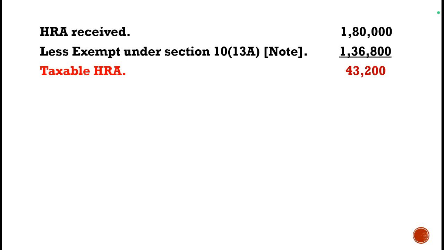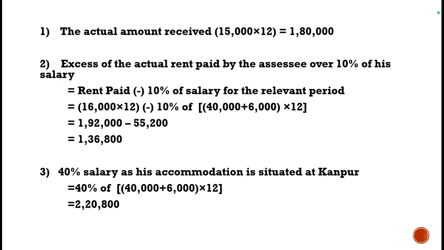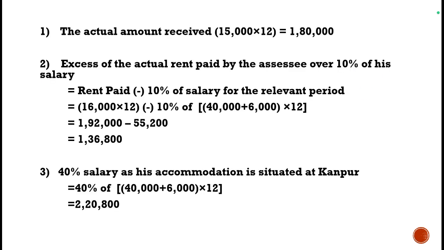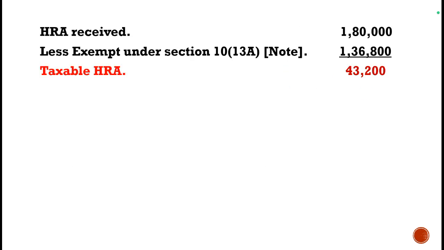So once again we can look at the final answer. The HRA actually received is 1,80,000 rupees as in the first note, and the amount exempted under Section 10(13A) is shown in the second note, which is 1,36,800. The final answer, that is the taxable HRA for Mr. Rajkumar, is 43,200 rupees.